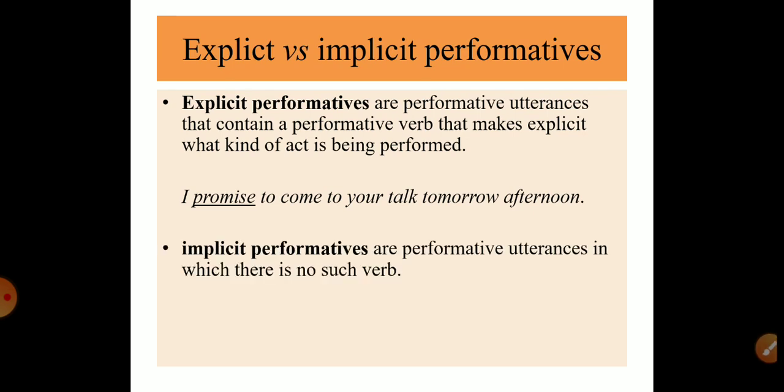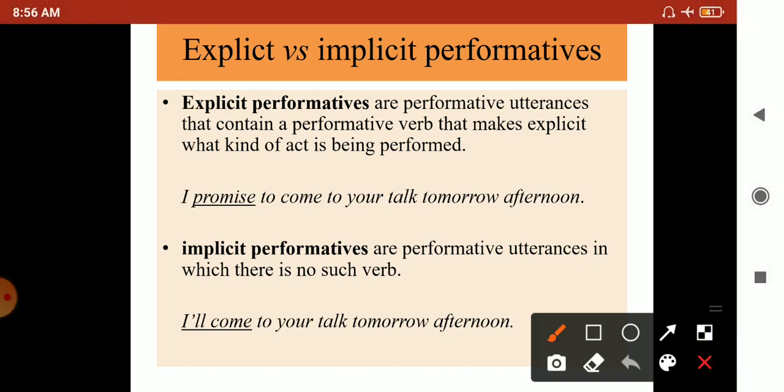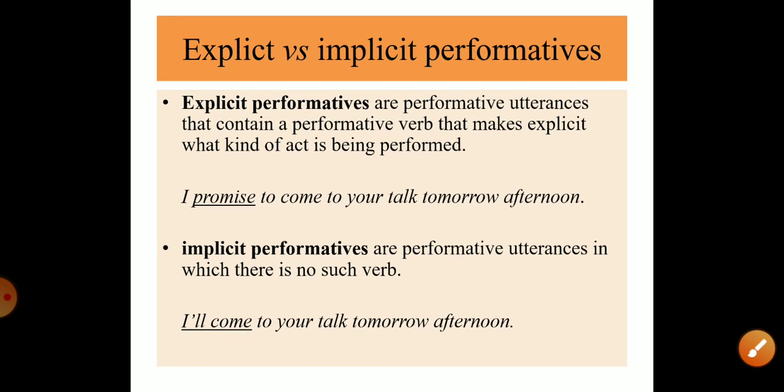Now what is an implicit performative? Implicit performatives are performative utterances in which there is no such verb. For example, I will come to your talk tomorrow afternoon. Now there is a big difference between these two sentences. I will come to your talk tomorrow afternoon. There is no promise. Whereas in the first sentence, there is a promise. So the speaker guarantees the listener that he will surely attend his talk. But in implicit performative, there is no such guarantee because there is no such verb. The verb promise is an assurance, whereas I shall come or I will come to your talk tomorrow afternoon is just a general statement. No assurance has been given. So there are explicit versus implicit performatives.